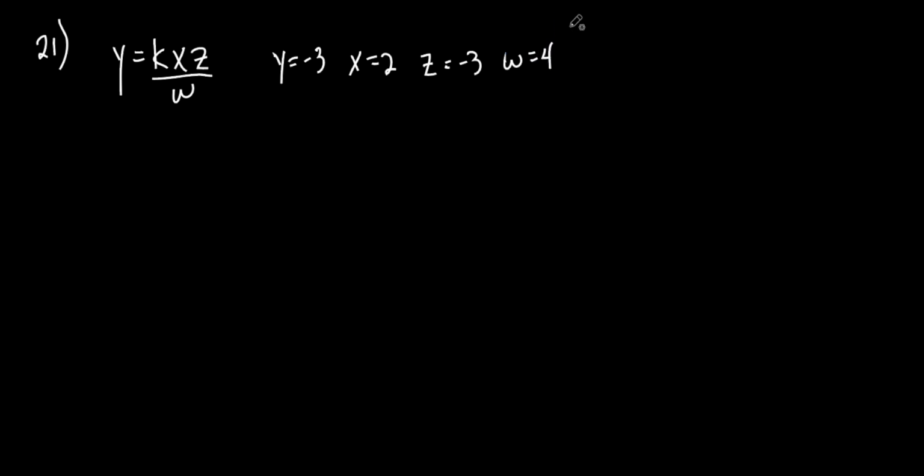All right, so I'm going to stop right there. Now, it tells you other stuff. It says find y when x, z, and w are all these different numbers. But we want to find the k. That's what we're concerned about, is that coefficient.